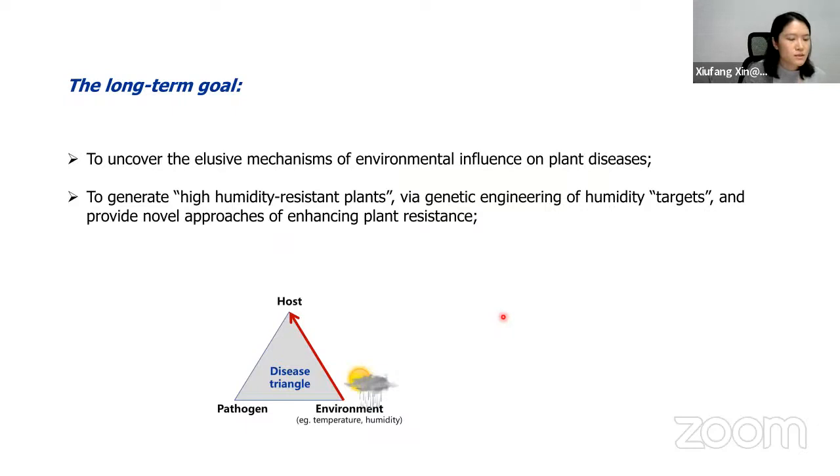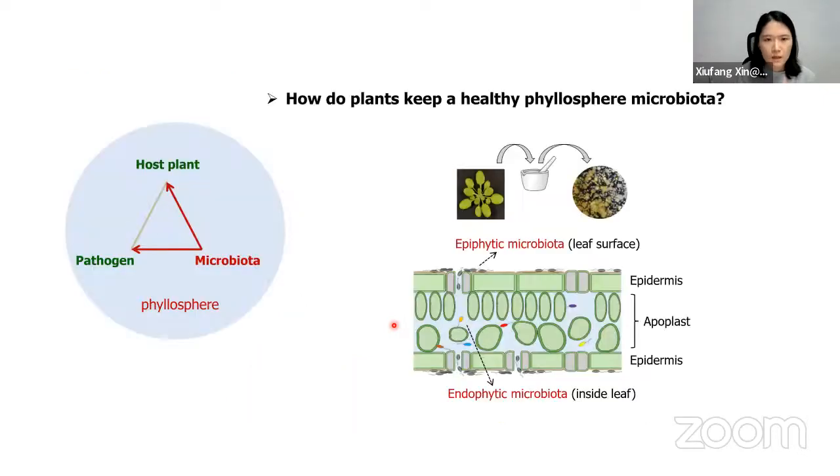And the long-term goal for this direction is to first uncover the molecular mechanisms of humidity influence, particularly on host immunity. And also in the long term, we want to generate high humidity resistant plants by genetic engineering of the humidity targets and hopefully provide novel approaches for improving plant resistance. Because high humidity actually promotes many diseases in nature, we hope the new approaches may offer broad spectrum resistance. So that's the first part.